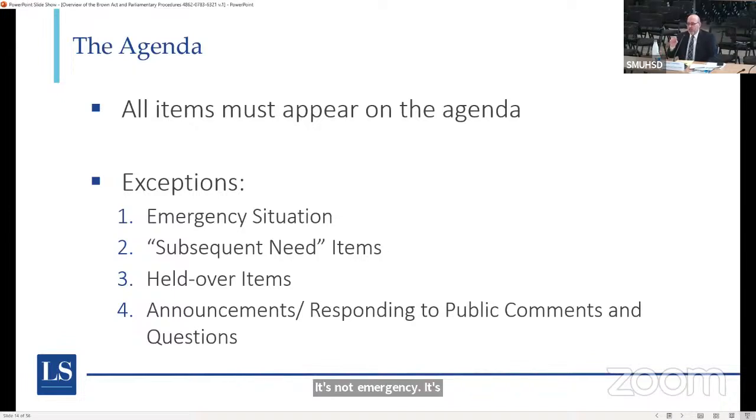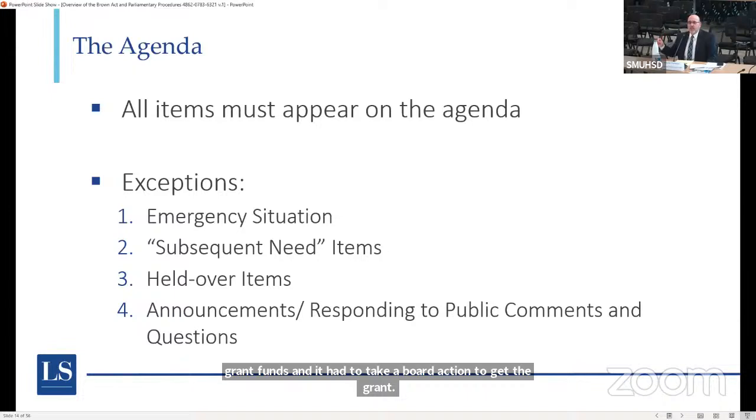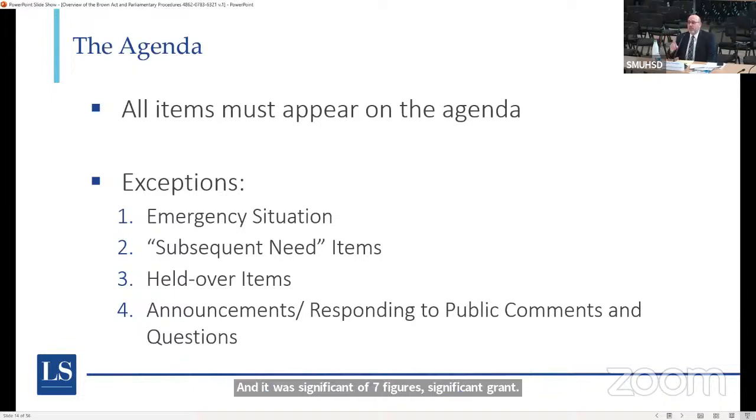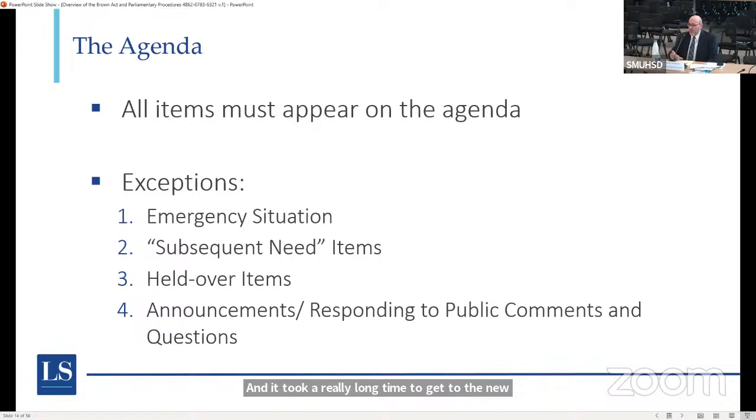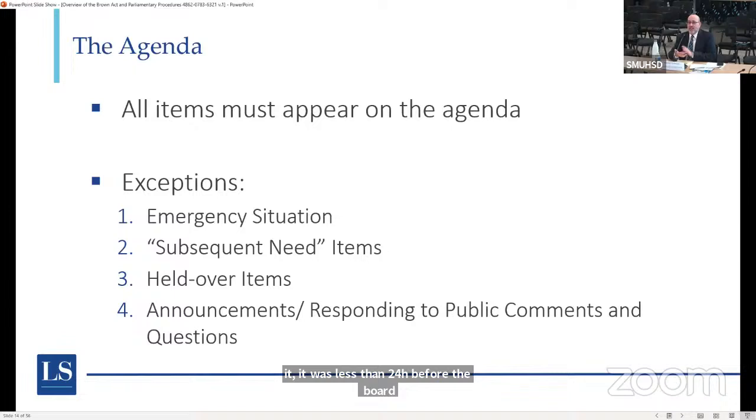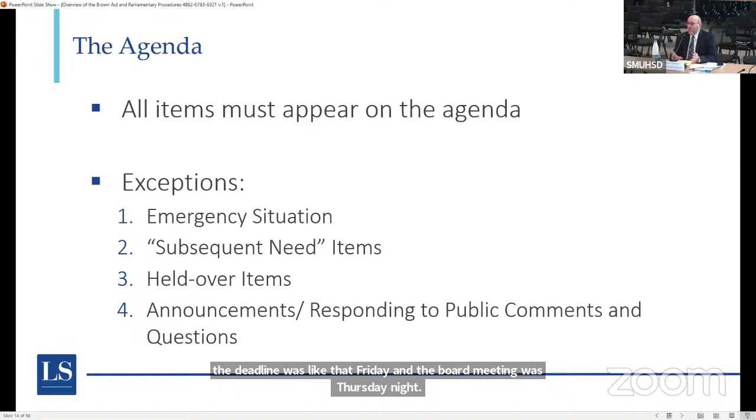And I'll give you a very specific illustration because this happened. There was a school district that had applied for some grant funds and it had to take a board action to get the grant. And it was significant. It was 7 figures, significant grant. The folks dealing with the grant sent the information to their old district office because they'd moved. And it took a really long time to get to the new district office. And by the time they got it and opened it, it was less than 24 hours before the board meeting. And the deadline was that Friday and the board meeting was Thursday night. And so they were going to lose over $1 million if they didn't take action then and there.